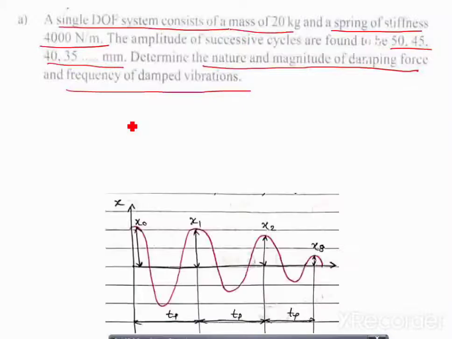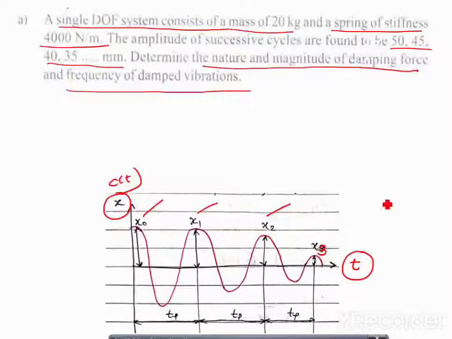So first of all we will draw this diagram. This is nothing but the basic diagram, which you can draw in almost every type of problem. That is x, the output, x of t, versus t, that is time. This graph is called the time response graph. So x0 is the initial amplitude, then x1, x2, and let us say x3.